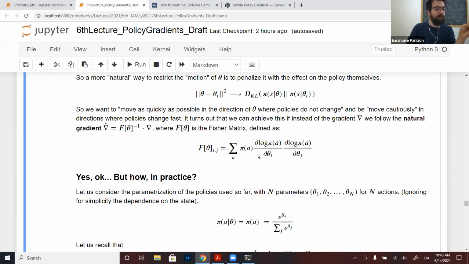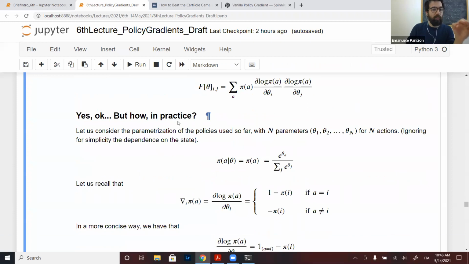Generally, whenever I have a probability distribution over a variable a, the expected value, so the sum over a of the probability of a times the derivative of the logarithm of the probability over a parameter and the derivative of the logarithm of the probability for another parameter, gives me a Fisher matrix. Once you have this, you still have no idea what to do with the gradient, okay, the natural gradient. But now we will show that for softmax there is an extremely simple expression for this natural gradient. Only in this case, but in this case we will have it.